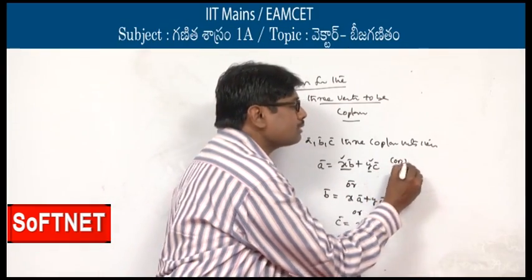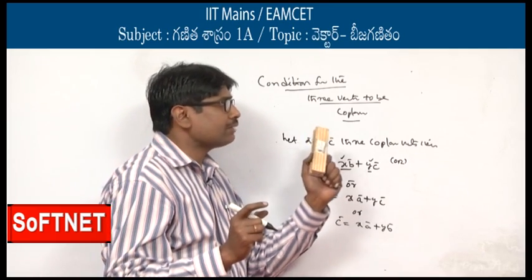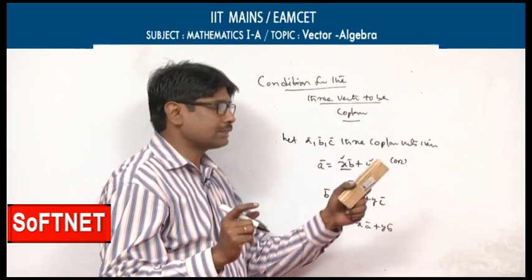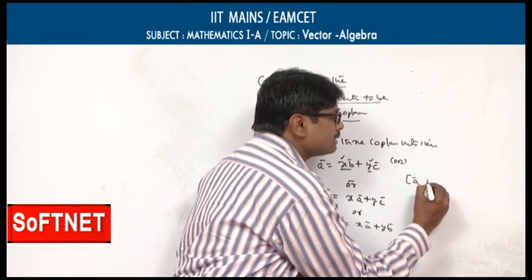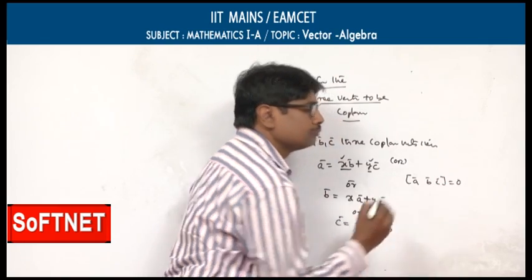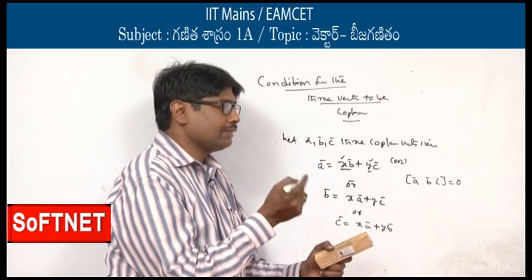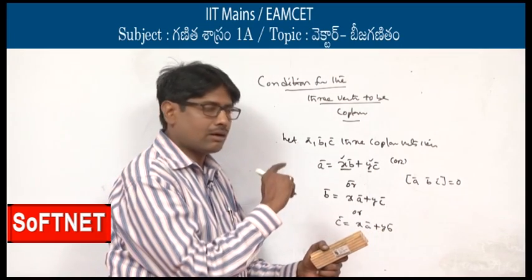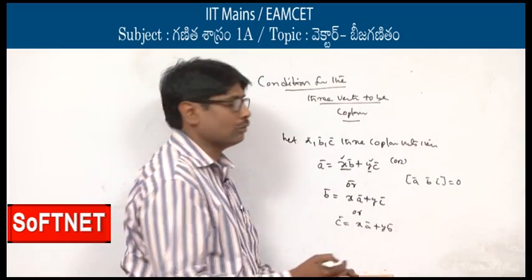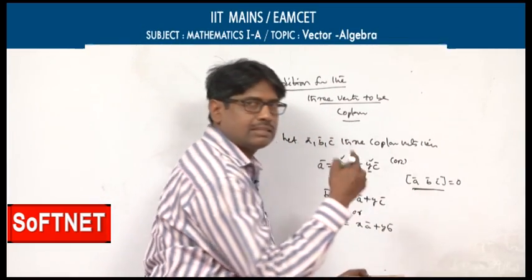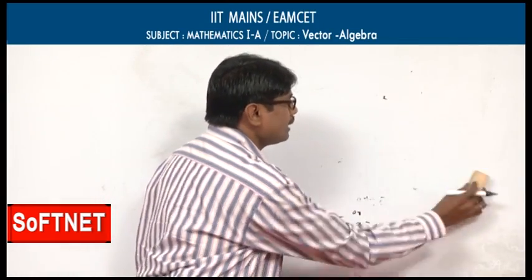The next concept we are going to discuss is the multiple product. Three vectors A bar, B bar, C bar are said to be coplanar if their box value is equal to 0. So the condition for three vectors to be coplanar is either expressing the first vector as a linear combination of the other two uniquely, or the box value is equal to 0. Regarding the box product, we will discuss everything in the coming topics. This is the condition for vectors to be coplanar.